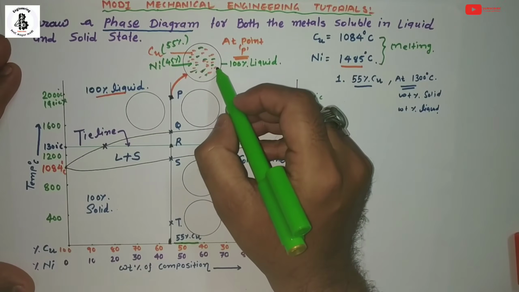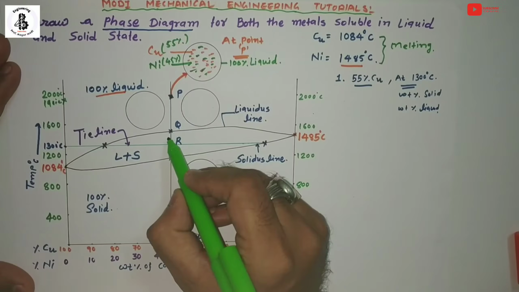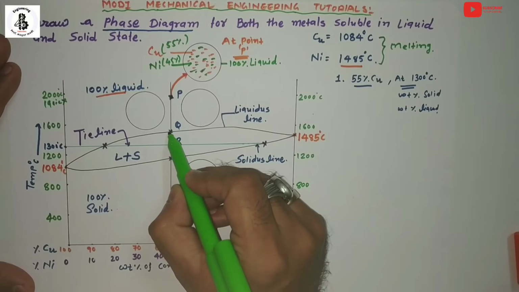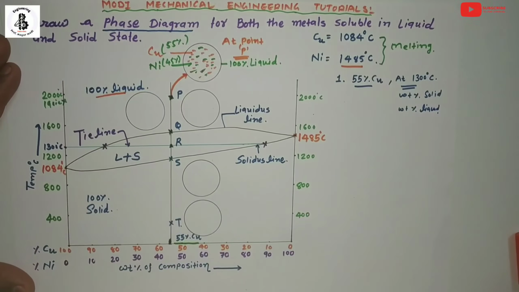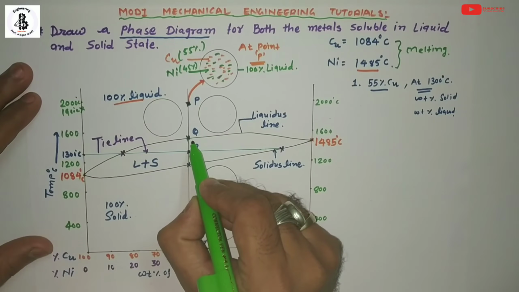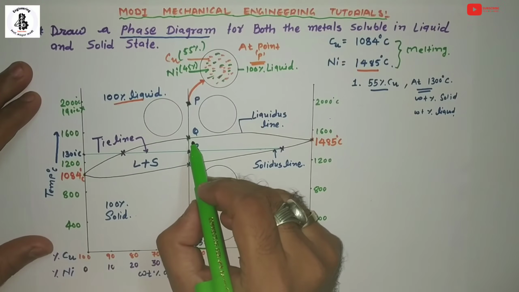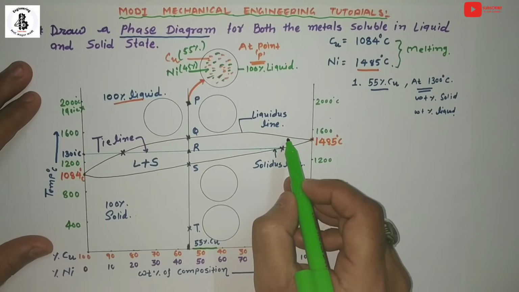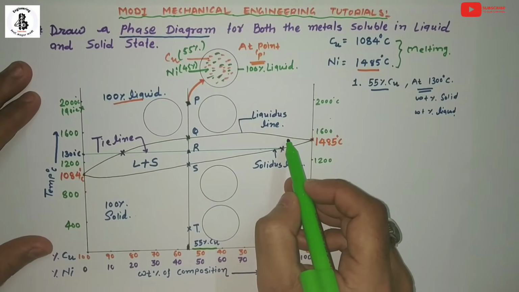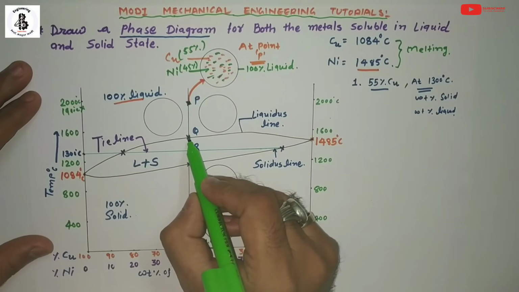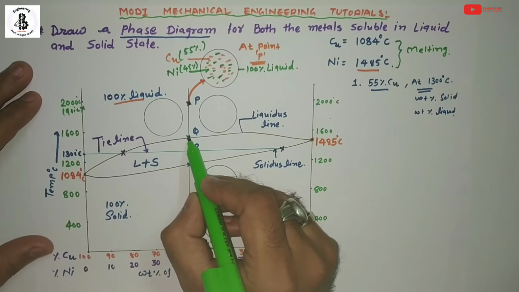Now we will discuss the second point, and that will be where this composition line intersects the liquidus line. That will be the point Q. When it touches the liquidus line, that indicates the starting point of solidification, as we already discussed in my previous video. The liquidus line indicates all the solidification starting points. So once it touches the liquidus line, it will be the starting point of the solidification process.